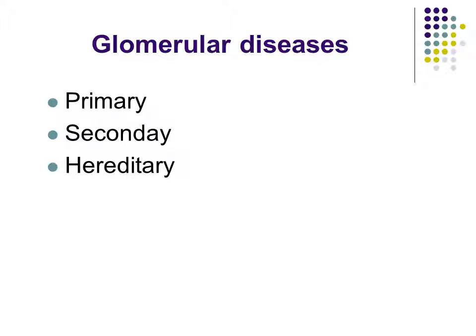Now the glomerular diseases as such are classified into three main categories: primary, secondary, and hereditary. The primary glomerular diseases are the ones in which the glomerulus is the primary site of affection. Secondary glomerular diseases are ones in which the patient has some systemic disorder and glomeruli are getting affected secondarily. Hereditary glomerular diseases are the ones in which there are some genetic alterations, or there are some inborn metabolic defects because of which kidneys or glomerulus gets affected.